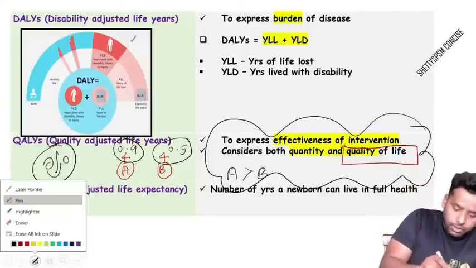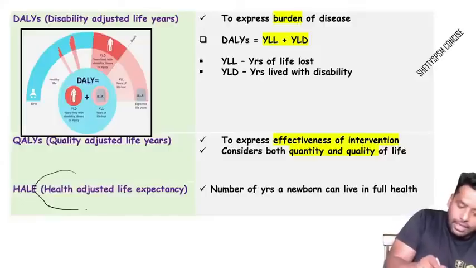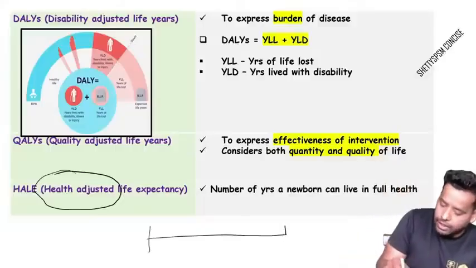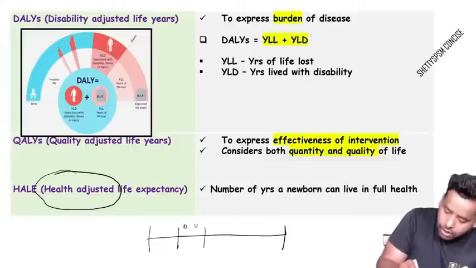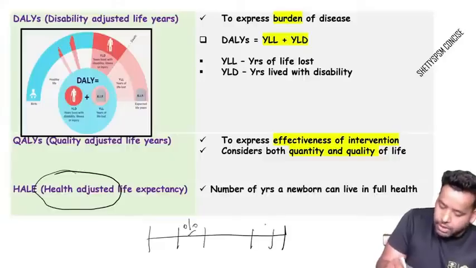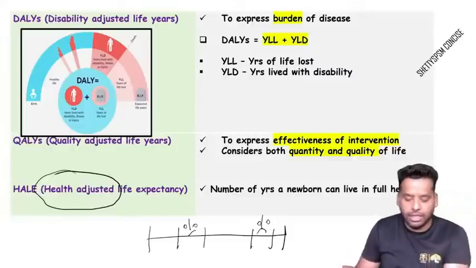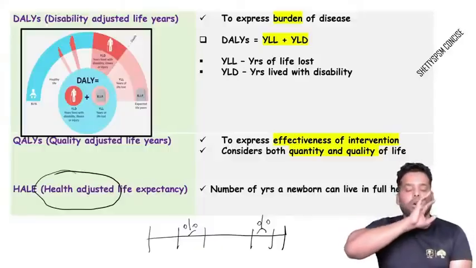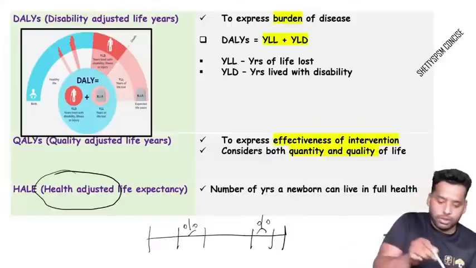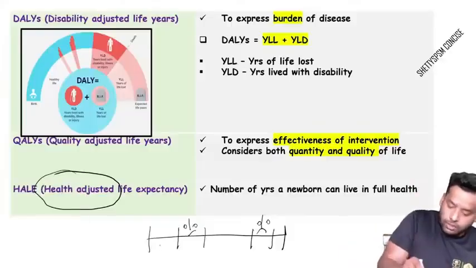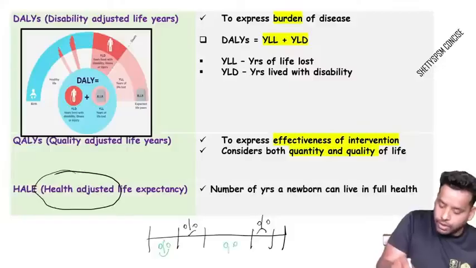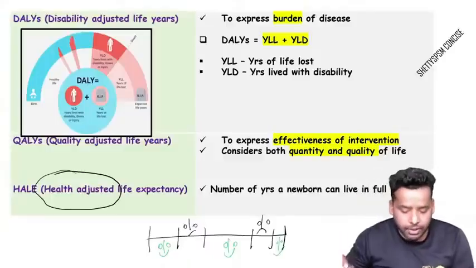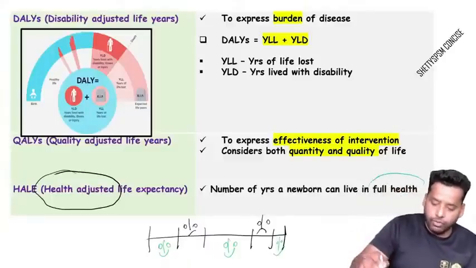One, DALYs; two, QALYs; third is health adjusted life expectancy. Life means it's not always the same thing; something will happen in between. Some negativities will happen, physical disability, sometimes we include mental disabilities also. We have to subtract all those negativities. Whatever is left in the life is taken as health adjusted life expectancy, means how many years we can live in full health.